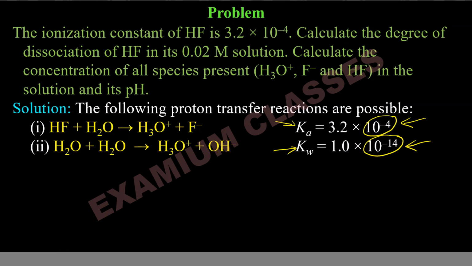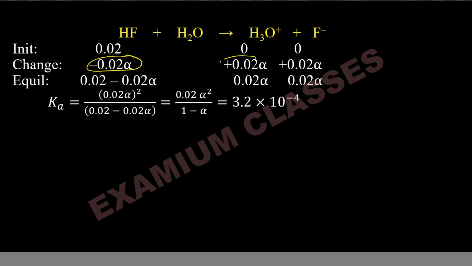So we have written it like this: minus C alpha, plus C alpha, plus C alpha. So at equilibrium, obviously it will be C minus C alpha. This will be C alpha. This will be C alpha. This is just for explanation.